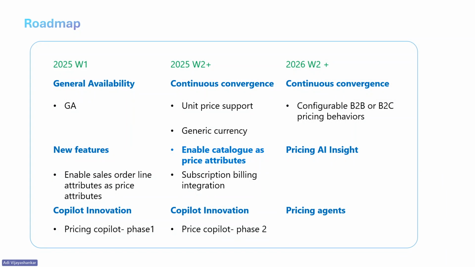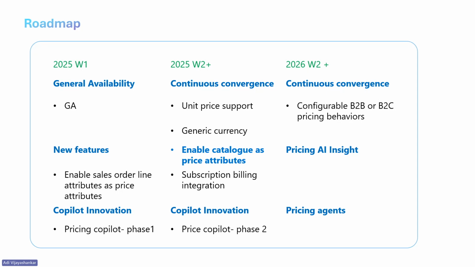So in the 2025 Wave 1, we were focusing on achieving the general availability of the unified pricing management. That would be 10.0.43. Additionally, we will deliver the feature to allow Price Manager to use the sales order line attribute as the price attribute to define the pricing rule, since we already supported the header attributes of the order. So this is a good supplement to the sales order attributes on the line level.